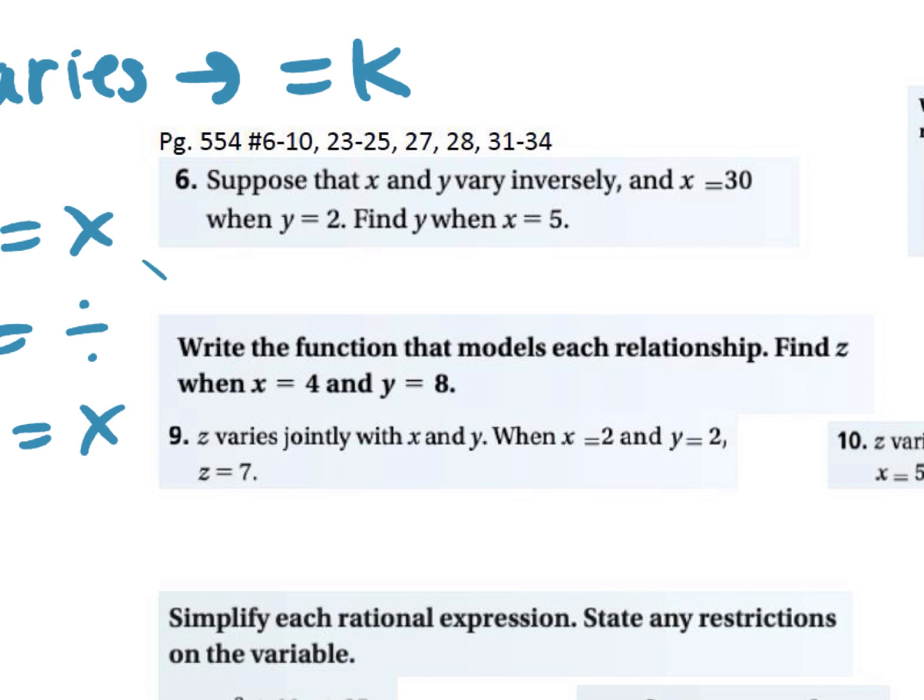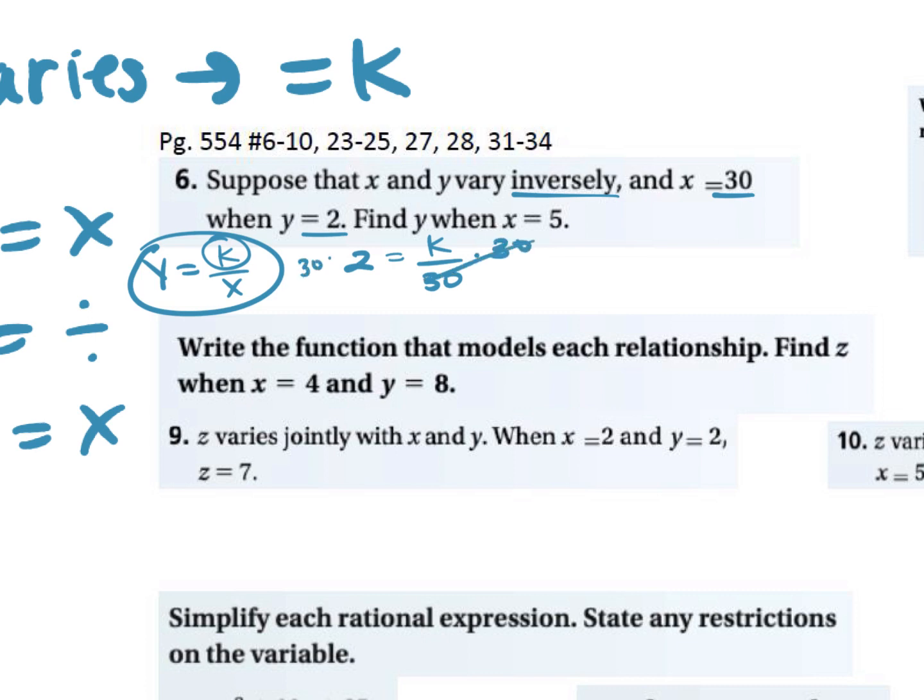So it's essentially this equation. Y equals K over X is the inverse variation equation. You're trying to come up with an equation where we know the K value. So if they vary inversely, that's this. It says X is 30 when Y is 2. So 2 equals K over 30. You can solve for your K by multiplying by 30. So your K value is 60.